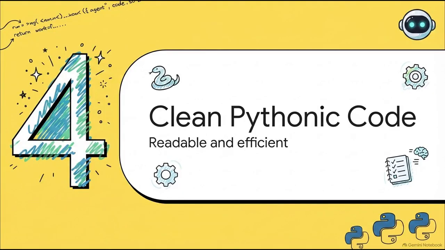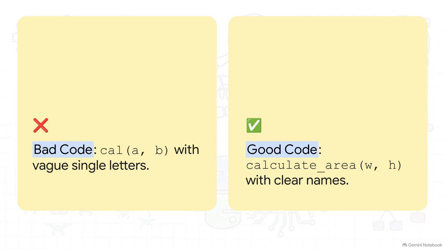All right, Section 4, Writing Clean Pythonic Code. When you're writing in Python, naming is literally everything. A function called cal with single-letter variables like a and b is incredibly vague. If you try to look at that 2 weeks later, you're going to have absolutely no idea what it does. Compare that to calculate_area(width, height). Here, we're using highly descriptive snake case naming. It makes the code's purpose instantly understandable to anyone who reads it.